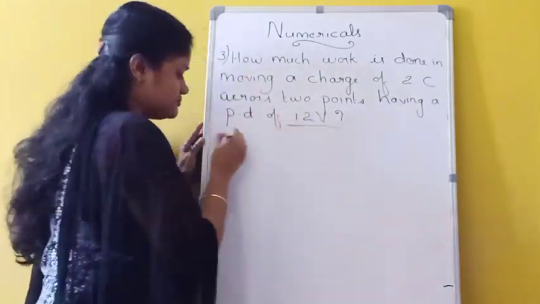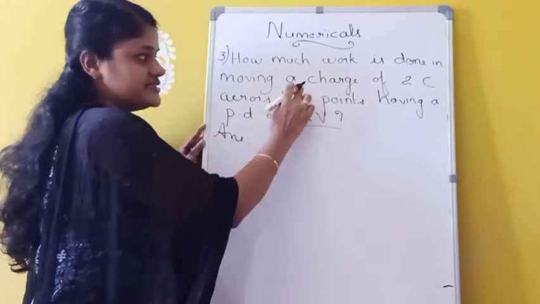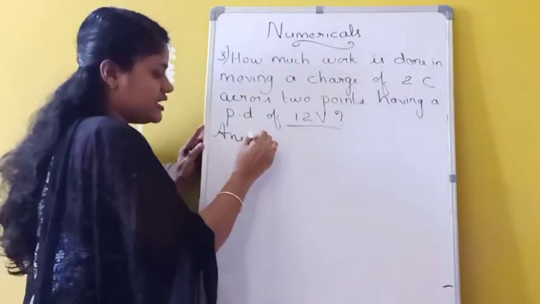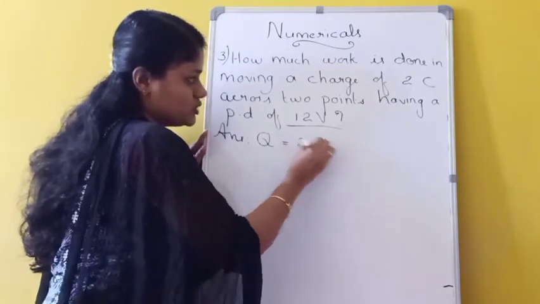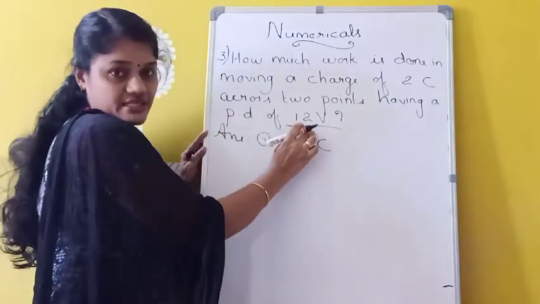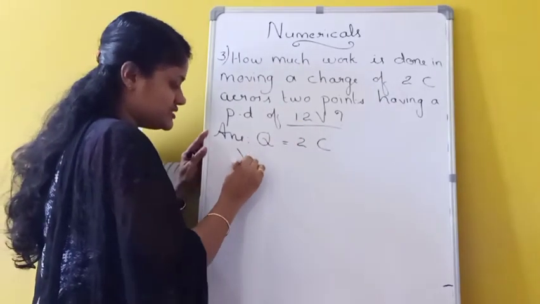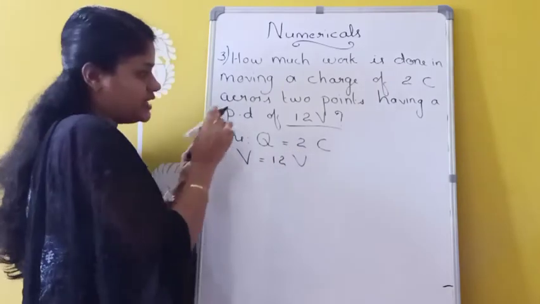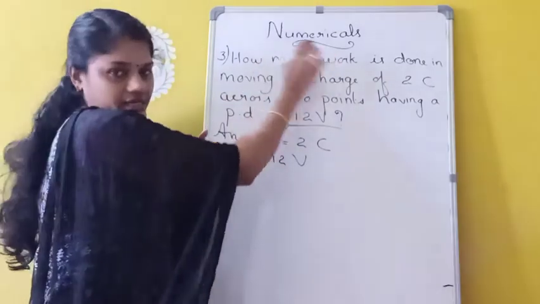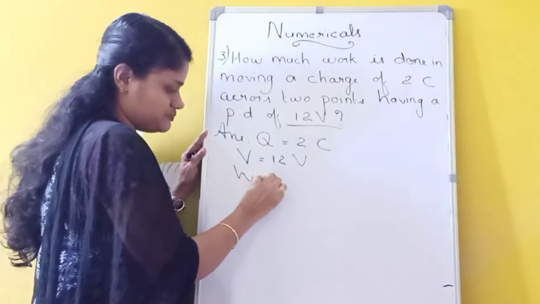Okay. So what are the data given? We can write first. A charge of 2 coulomb, that means charge is given. Charge symbol is Q. So Q equals 2 coulomb. And potential difference is given as 12 volt. So potential difference symbol is V. So V equals 12 volt. And what we have to find out? We have to find the work done.